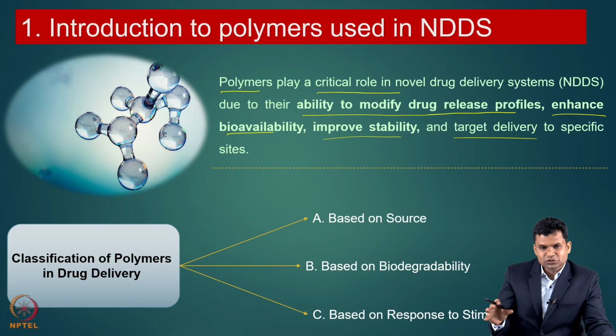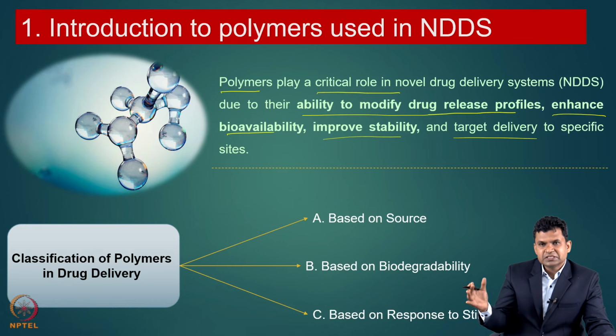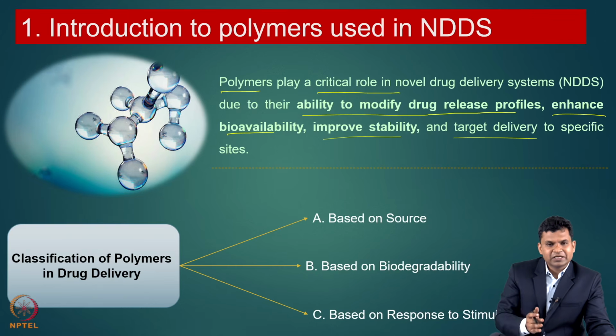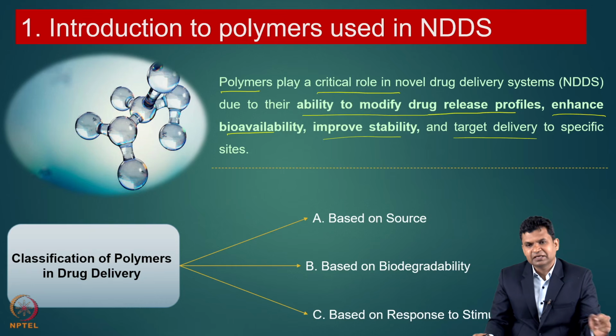So, that is why, when we use various polymers in novel drug delivery systems, the efficacy, safety and other pharmacokinetic properties of the drug molecules will change. When you compare with other materials like lipids as well as inorganic materials, polymers have a huge role in drug delivery applications, which will control the release, enhance the bioavailability, and improve the stability.